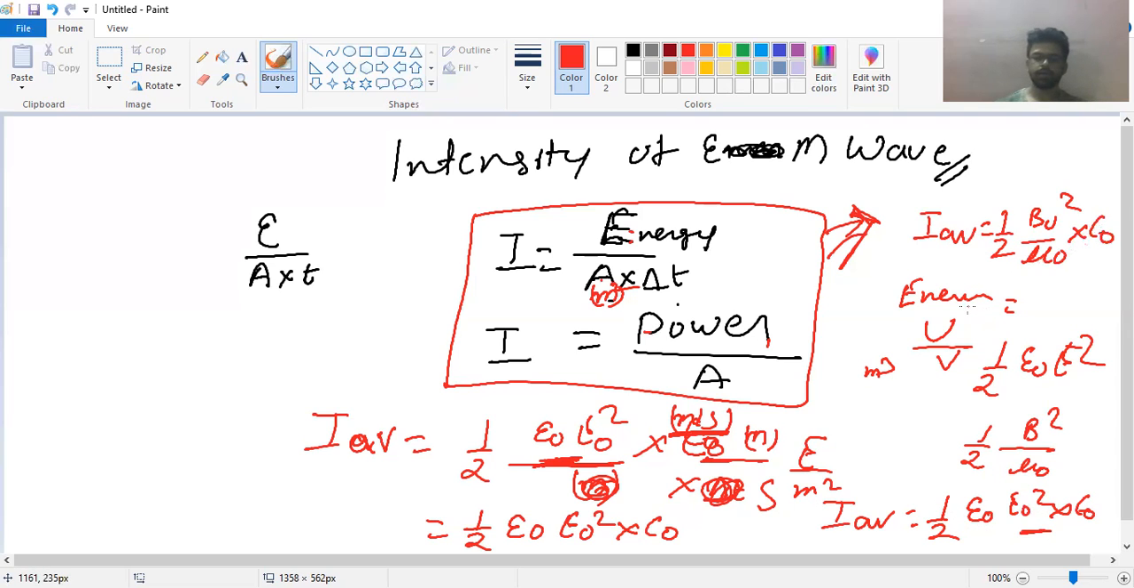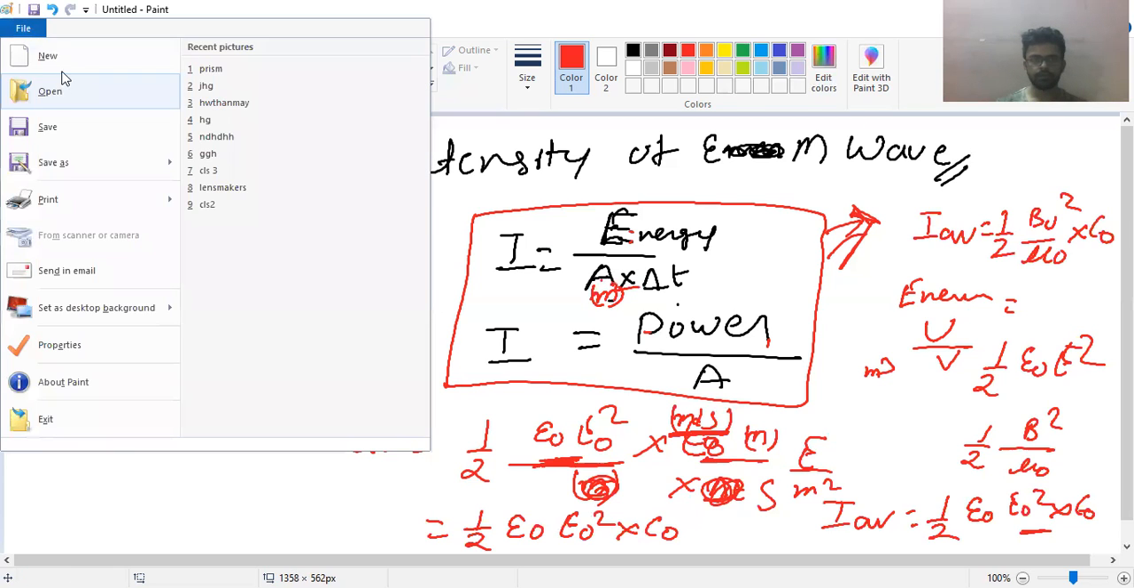Simple. Now you must be having some doubt about how it is coming up. I just want you to understand how I equals energy by area into time, equals power by area, equals half epsilon naught E naught square into C naught, or half epsilon naught B naught square by mu naught into C naught. Just going through the derivation. It is the last topic. Don't worry. Just 5 minutes more and we will be done.